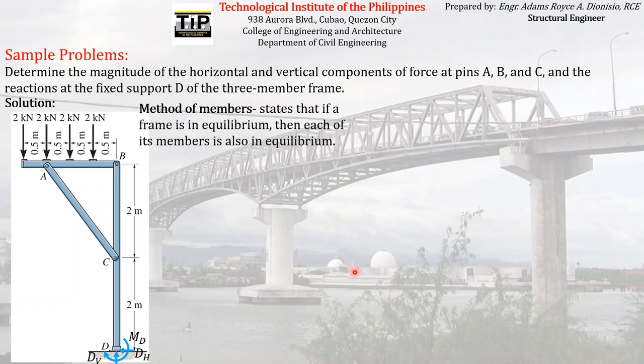So, yun. Since alam na natin na statically determinate siya, to mean, we can solve for the unknown values present on this frame structure, especially yung reactions niya. Yan usually yung unang-una nating concern when we analyze structures.